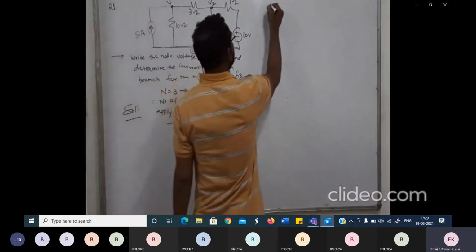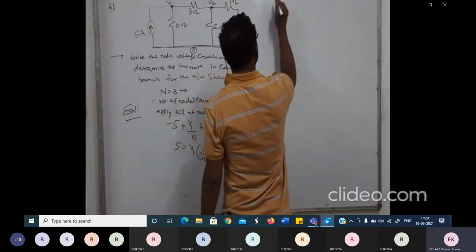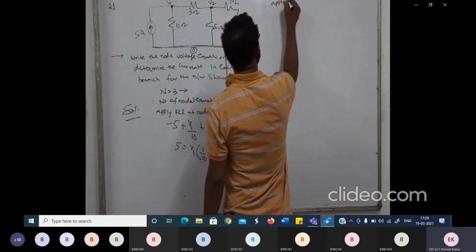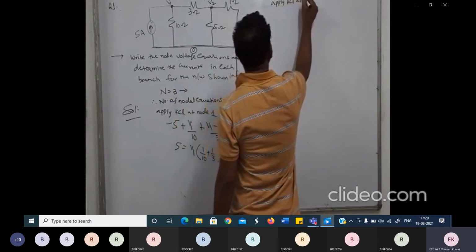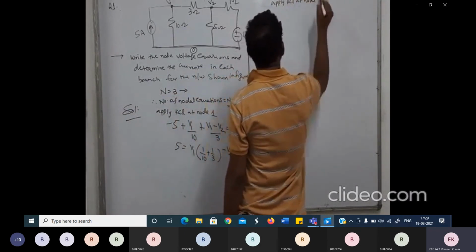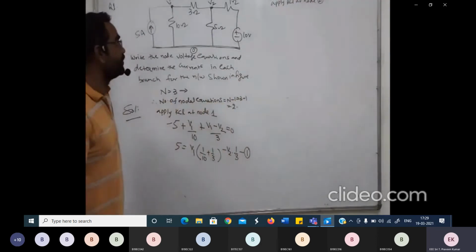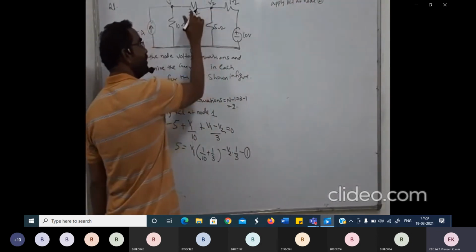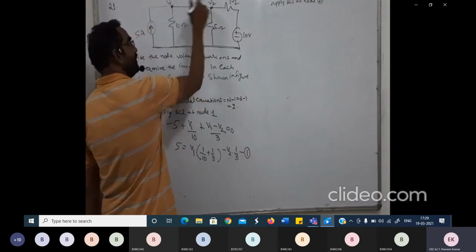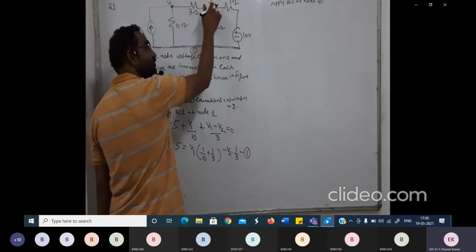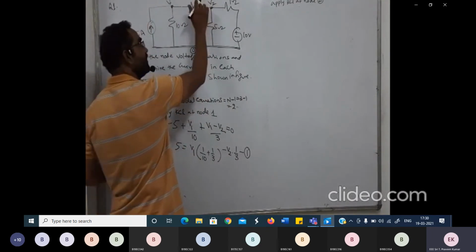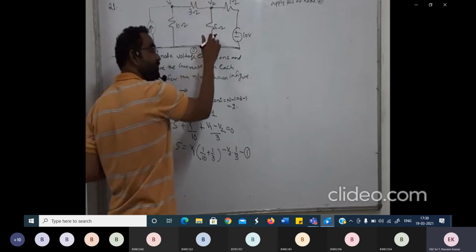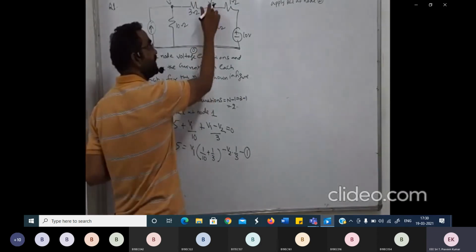Now let us apply KCL at node 2. Let us see what elements we have here. The 3 ohm resistor is connected between V2 and V1. Because this is connected here at node 2, I have to write the current going through this. The current going to the 5 ohm resistor I also have to write, because this is connected here.